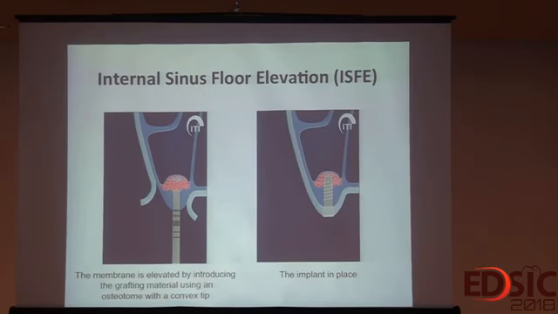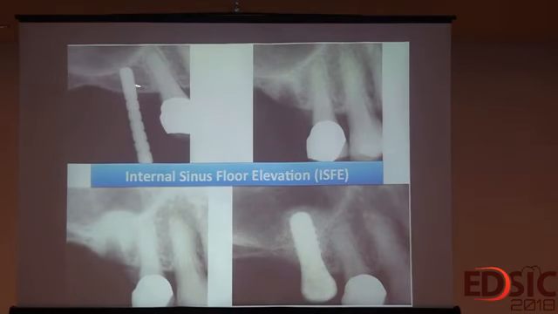The membrane is elevated by introducing the grafting material using an osteotome with a convex tip. You don't have to use grafting material. You can do this operation without using grafting materials. And here you see the implant in place. You can place implants without grafting materials. Here you see the radiographic lateral sinus floor elevation. Here you see the implant in place.